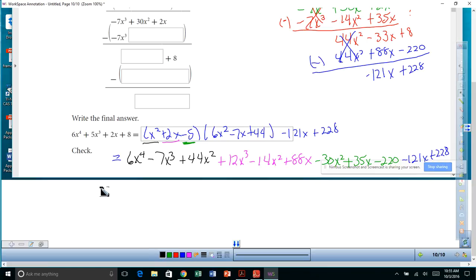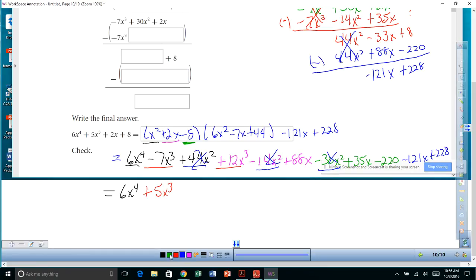Got kind of long, didn't it? So we got 6x to the fourth. There's no other x to the fourth, so we got 6x to the fourth. Minus 7x cubed plus 12x cubed. Any other x cubes? Nope. So that's going to give us plus 5x cubed. And next we have 44x squared minus 14x squared minus 30x squared. So those just all cancel out.